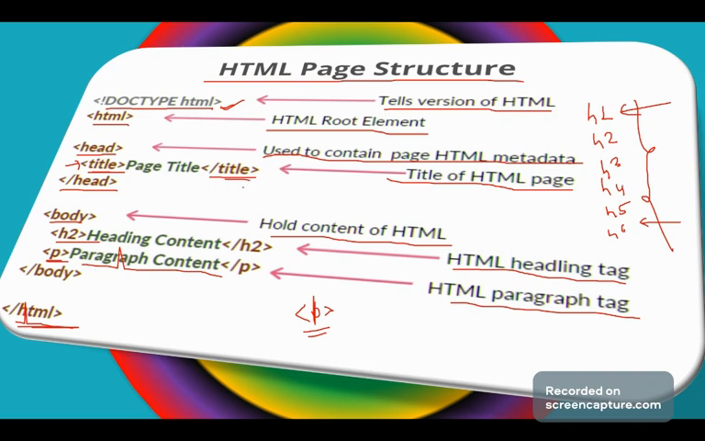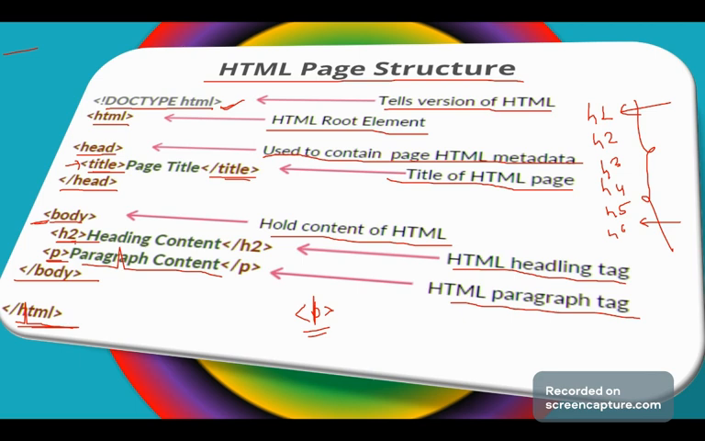Why are we closing this? Because these all are the non-empty tags. That means the tag contains some value. These are the non-empty tags, right? Non-empty tags mean what? These tags contain some value in them. Now the next tag is body. We need to close the body.